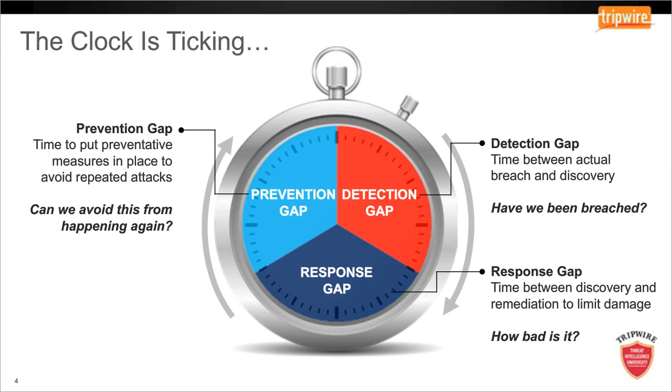Now let's look at the response gap. Now that we know we've been breached, what does our forensic investigation and incident response process look like? The maturity of the incident response tends to influence the response gap, which is the time between discovering a breach and remediating it. A lot of this time will be spent figuring out the scope of the breach. The questions you need to be asking here are, which systems have been affected? Because if you don't know which systems were affected, how can you effectively remediate them?